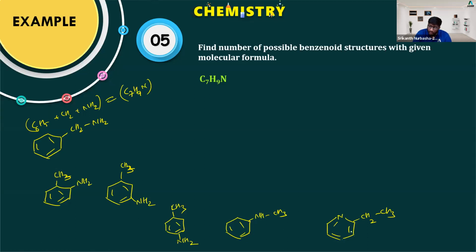Hydrogens: 1, 2, 3, 4, 4 plus 2, 6, 6 plus 3, 9. Nine hydrogens are there. Nitrogen, 1 is there. This possibility is available or not?